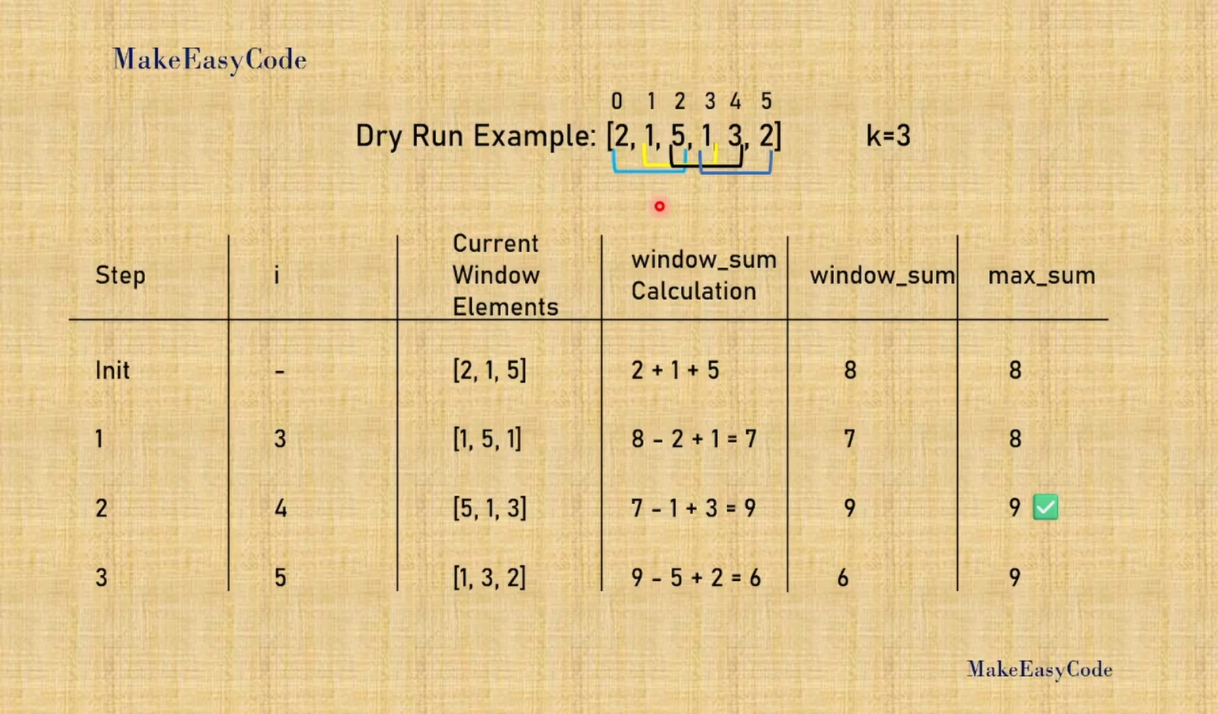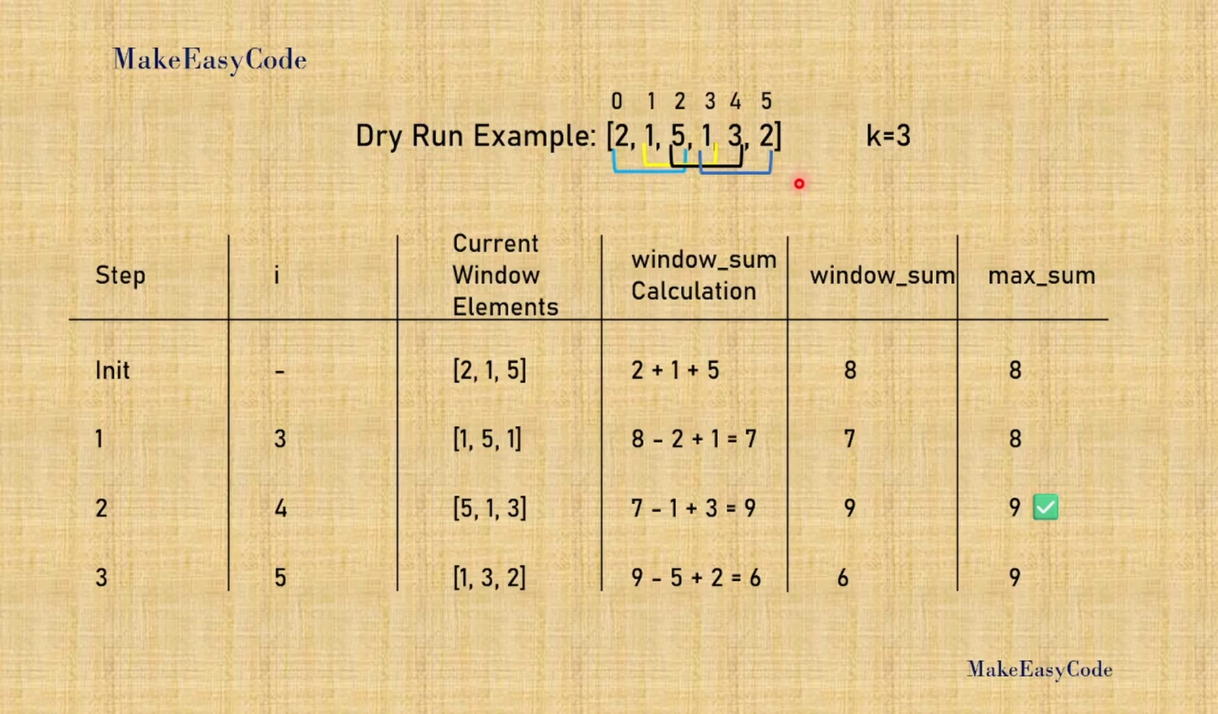Okay, and the example is given like 2 1 5 1 3 2, and the subarray size is given, k equal to 3 here. Very first, we calculate the sum of the first k elements. Our first window is 2 1 5, and I have indicated each of the subarrays with color. Hope you guys can see these colors.